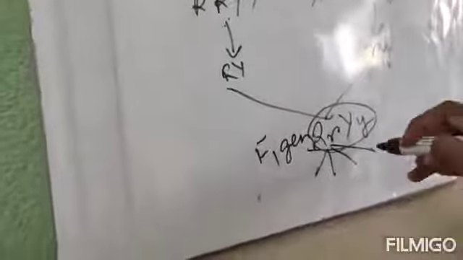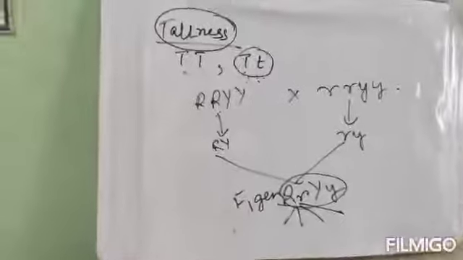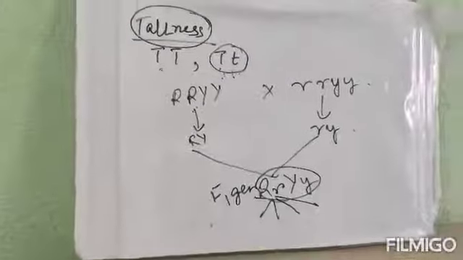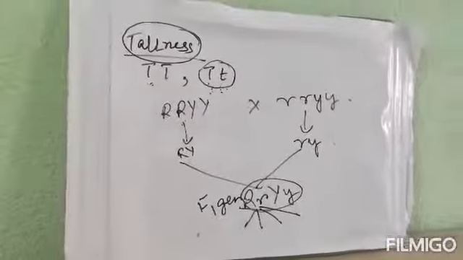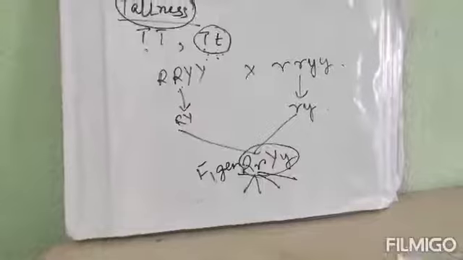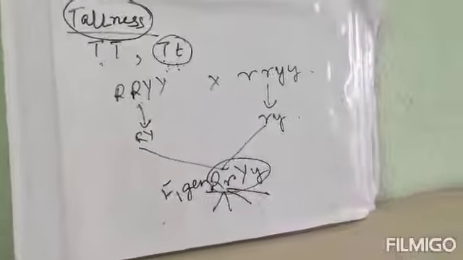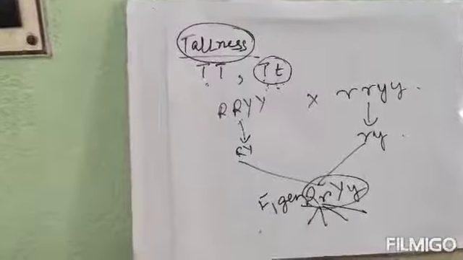Now you will take out 4 gametes from here, right? And after taking out the 4 gametes, you will do the checkerboard. After doing the checkerboard, we generally write both the phenotypic and the genotypic ratio. But over here, you have to write only the phenotypic ratio, not the genotypic ratio. Understood?